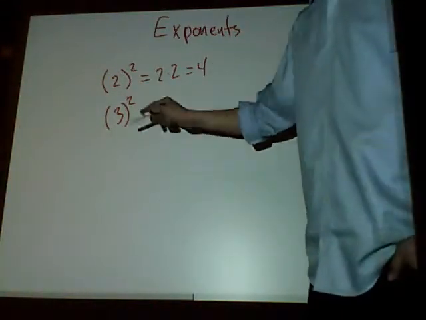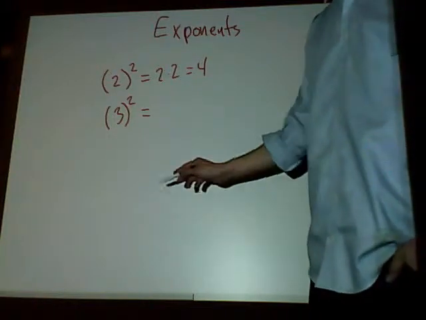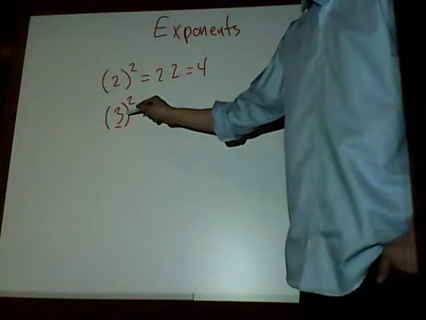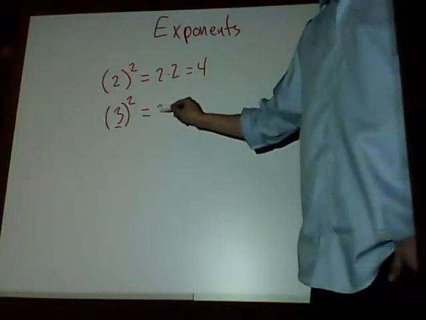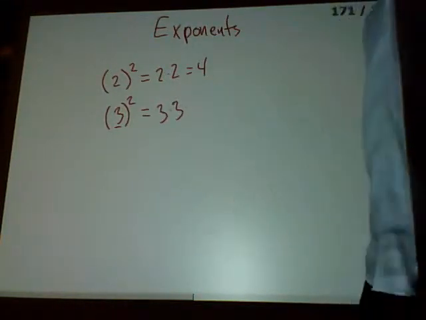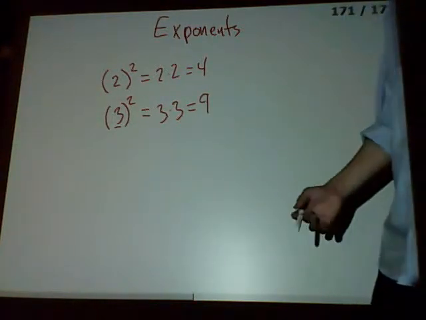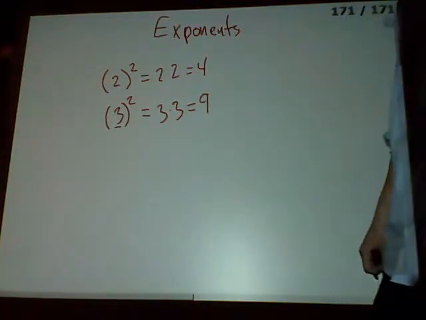What this square means is how many times you repeat multiplication of this number. Well, you're going to repeat multiplication of 3 twice. So we do 3 times 3, and that's 9. That's pretty much the way you're going to be expressing these things.